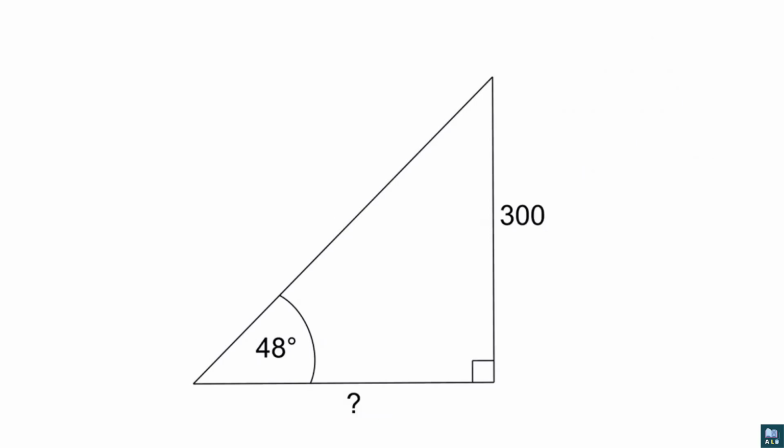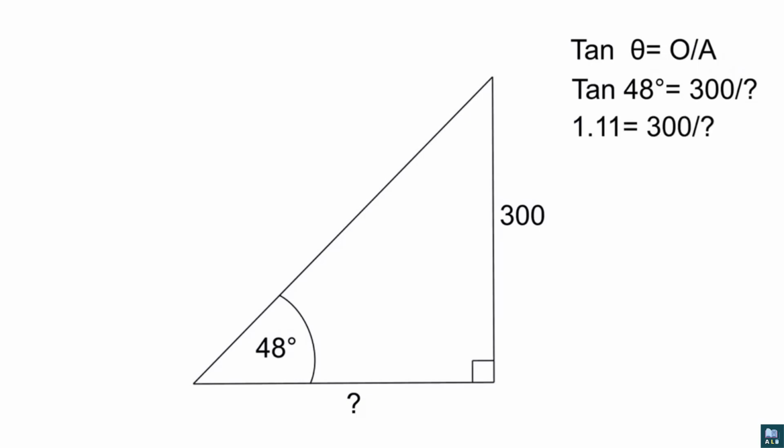well, looking at this here, we have an opposite and an adjacent and an angle. So to me, it looks like we're going to use tangent. Tangent of theta is equal to opposite over adjacent. So let's plug in the numbers that we have. The tangent of 48 degrees is equal to 300 over what? We punch tan 48 in our calculator and we get 1.11 is equal to 300 over what?